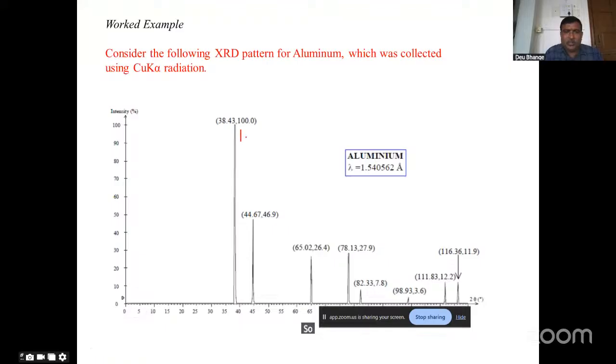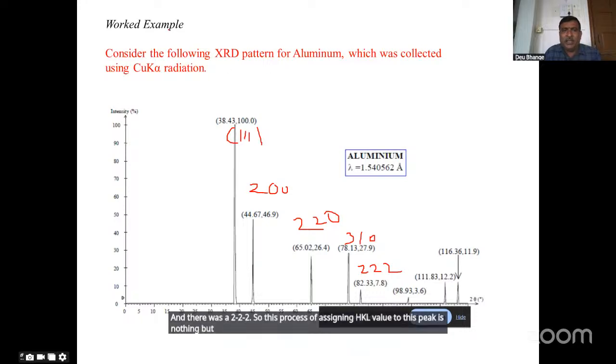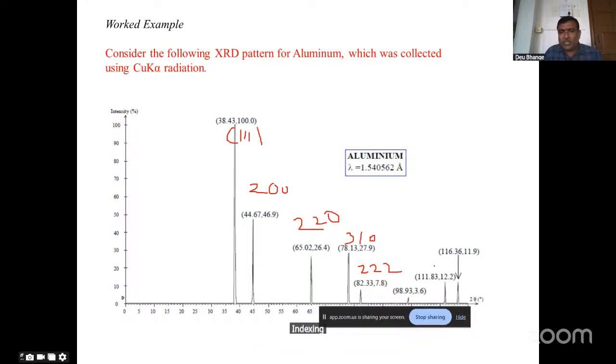So this peak will be now 1 1 1. So you can write 1 1 1. You can write 2 0 0. You can write 2 2 0. Something like this. Then there will be 3 1 0, and there was a 2 2 2. So this process of assigning HKL values to these peaks is nothing but indexing. So now we have successfully indexed this XRD pattern.